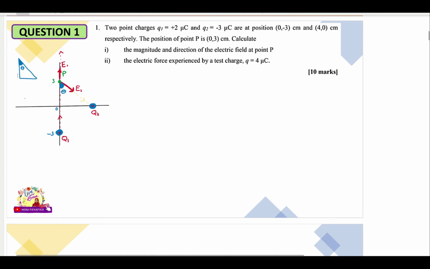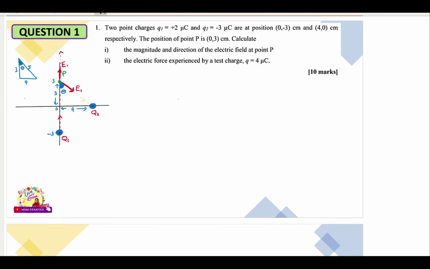So, dekat sini berapa? 0 to Q2, kita tahu koordinat dia tadi adalah 4, 0. So, means that this is 4. Alright, so this is 4 centimeter. Okay, and this is 3. Sorry, okay, so this one should be 3. Okay, so 3, 4, and this should be 5.